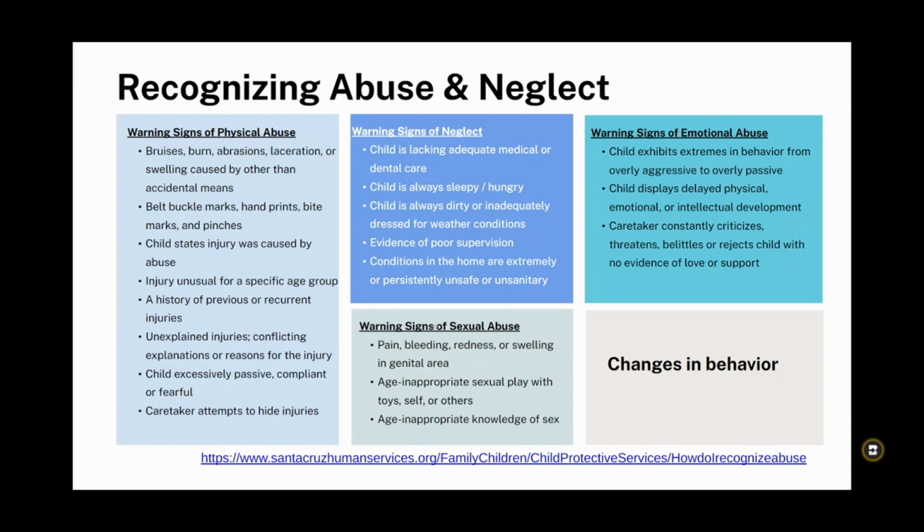How do we spot signs of sexual abuse? Pain, bleeding, redness, or swelling in genital areas. Age-inappropriate sexual play with toys. And age-inappropriate knowledge of sex. And one of the overriding signs of abuse or neglect is a severe change in a child's behavior. So it's important that all teachers are aware of these, and if they do notice a change, they take some action.